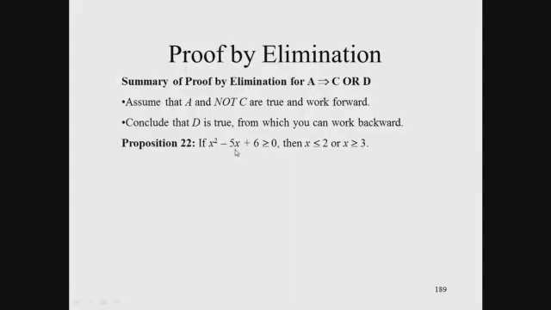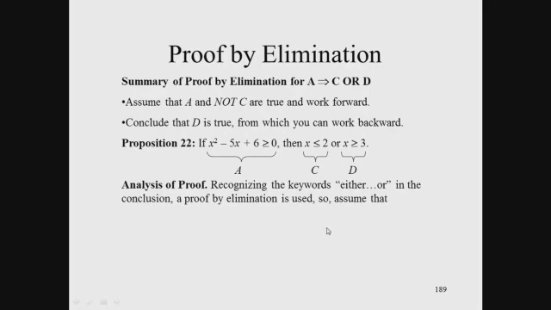Okay, let's see it in an example. This one is very easy. If x squared minus 5x plus 6 is greater than or equal to 0, then either x is less than or equal to 2 or x is greater than or equal to 3. And in this case, here you see the key words either or in the backward process. And this is what should trigger you to think about a proof by elimination. Here's the hypothesis A, here's the statement C, and here's the statement D.